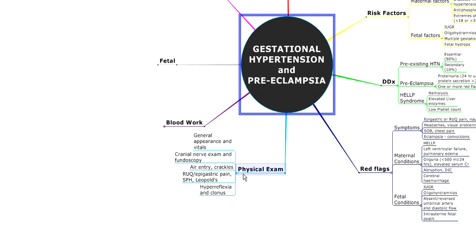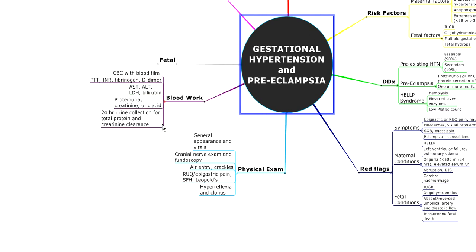An abdominal exam should include testing for right upper quadrant or epigastric pain that indicates liver capsule distension, the measurement of the symphysis fundal height, and using Leopold's maneuver to identify fetal position and presentation. You should also check for signs of hyperreflexia and clonus, which are common neurological presentations in preeclampsia.